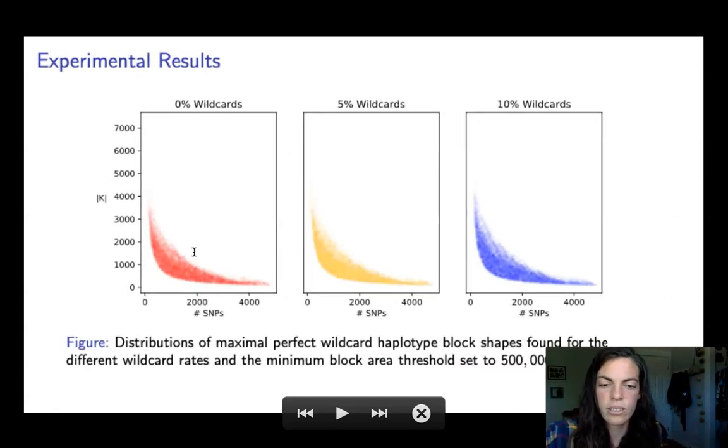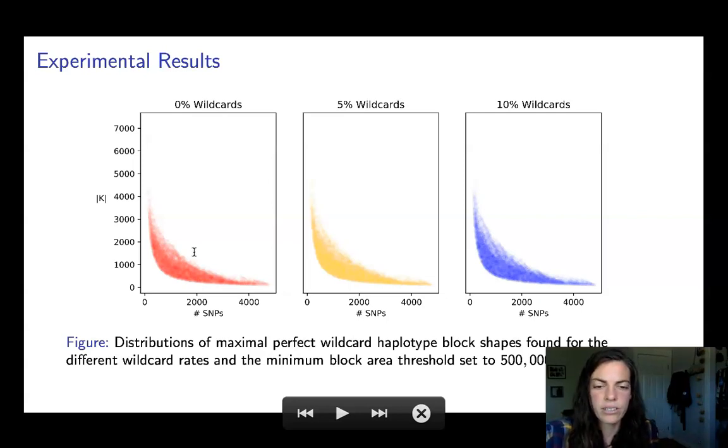And if we take a closer look at scatter plots showing the number of sequences per block versus the number of SNPs per block for block area at least 500,000, we see that the general distribution stays the same even as we increase the number of wildcards from 0% to 5% to 10%.